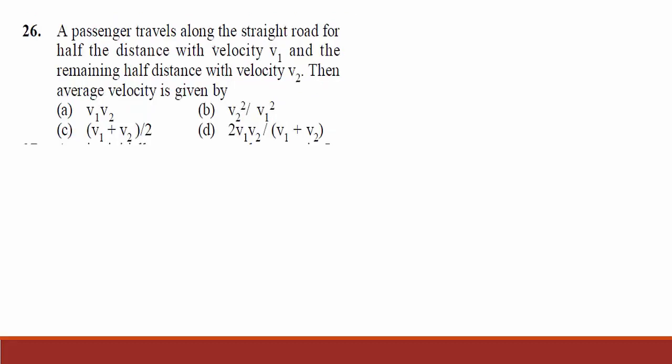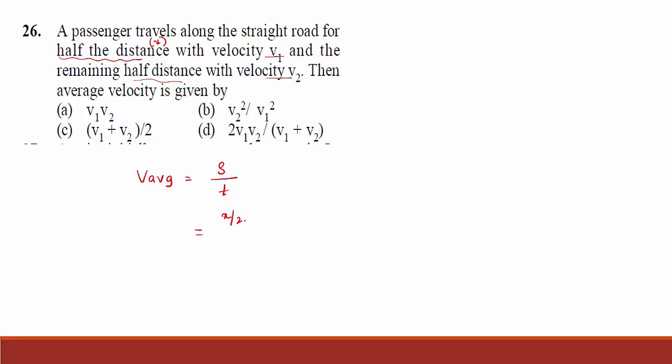A passenger travels along a straight road for half the distance with velocity v1 and the remaining half distance with velocity v2. Then average velocity is given by. Average velocity is equal to S divided by T. This is the velocity, displacement divided by time. Here displacement is given. For the first velocity v1, displacement is half of the distance. Let us take the distance as x. So we can write x by 2.